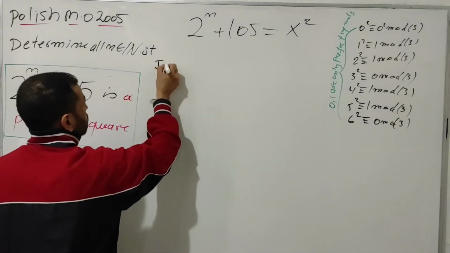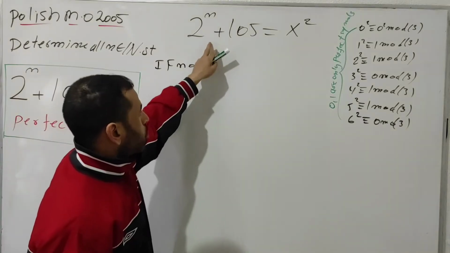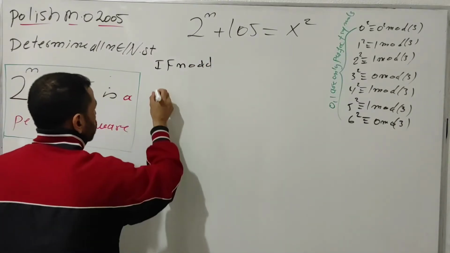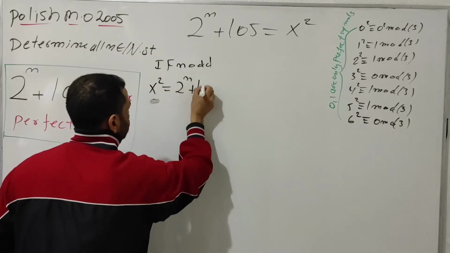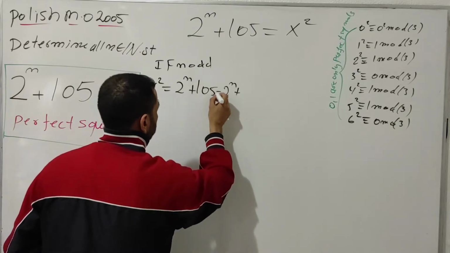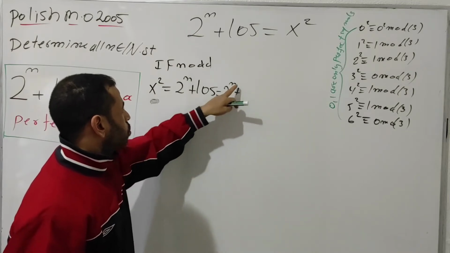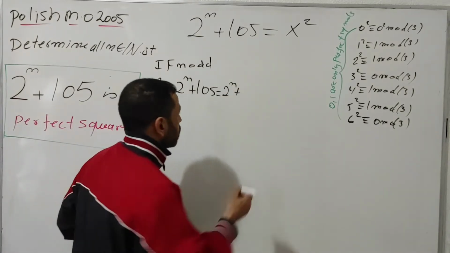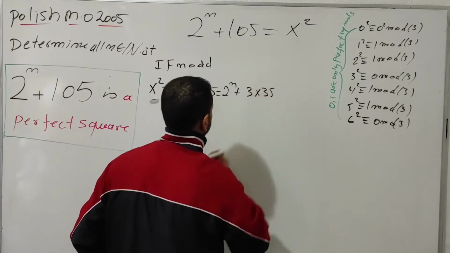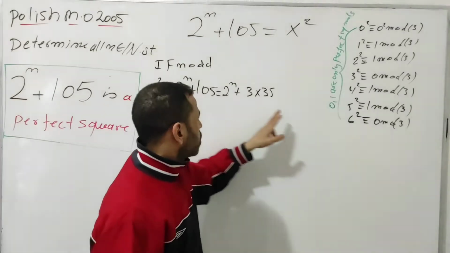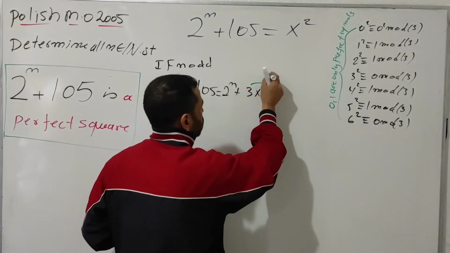If n is odd, I'm going to reduce this one to mod 3. So we have x squared equals 2 to the n plus 105. We know 105 is the same as 3 multiplied by 35. By reducing this to mod 3, you get 0 here, because 3 divides this term.